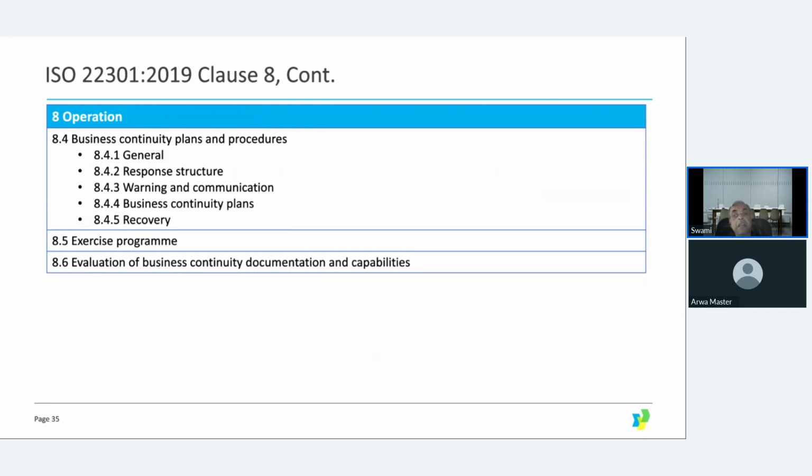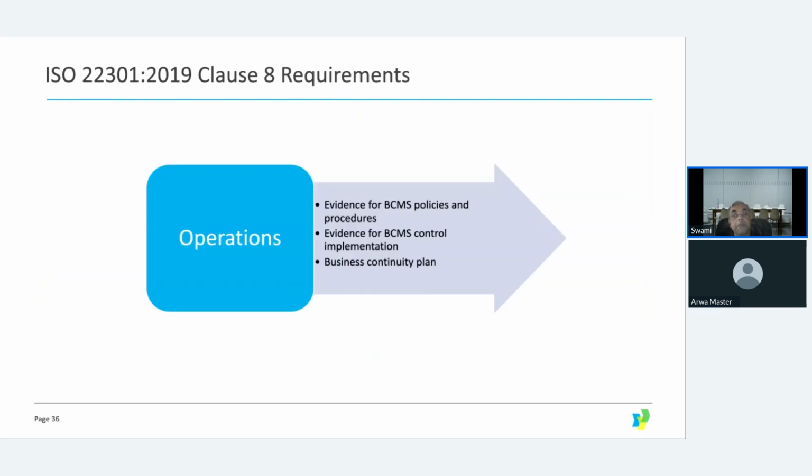Evaluation of business continuity documentation and capabilities also needs to be done as part of the review. This is what we have been talking about, the review process that needs to be done. We have to evaluate our documents and evaluate the processes and ensure that it meets the business continuity management system objectives.